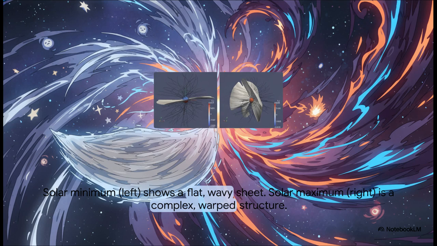Look at the left, the solar minimum simulation. It creates this beautiful, relatively flat, gently waving sheet where the north and south magnetic fields meet. But on the right, wow, during solar maximum, that sheet gets twisted and warped into this monstrously complex shape. It's no longer a flat sheet, it's a chaotic mess. It's the difference between a calm pond and a raging waterfall.